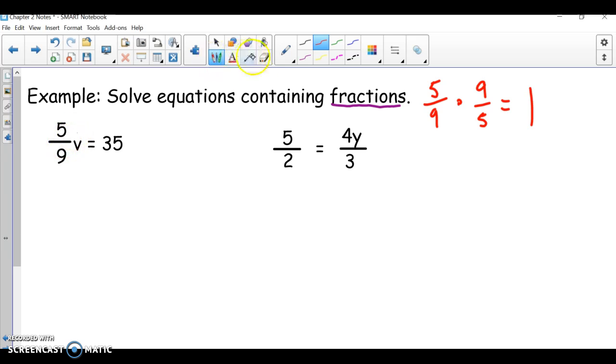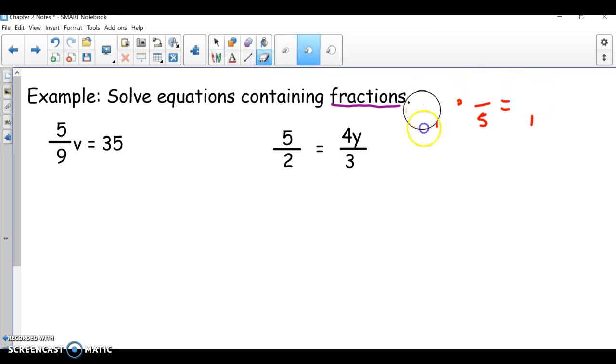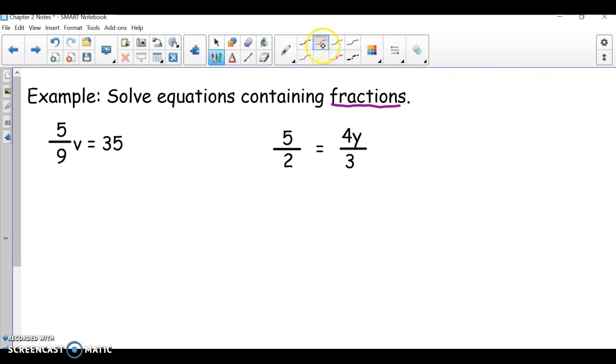We don't want a fraction times v. So when I see this fraction, this 5/9 in front of my v, I multiply both sides times its reciprocal, 9/5. So we just kind of showed you the work that goes behind it, but what you really need to know is any fraction, 9/5, times its reciprocal, 5/9, equals 1. So now you have just 1v. You've essentially canceled out the fractions. Because it's an equation, we do need to multiply this 35 times 9/5. And that can look confusing.